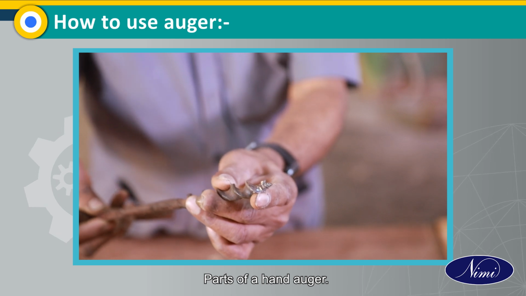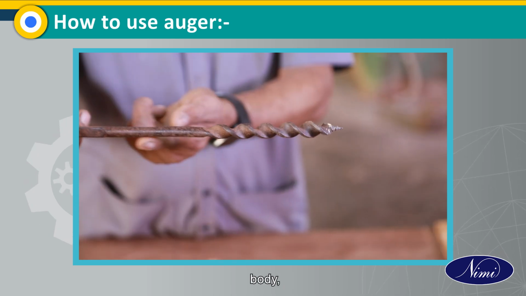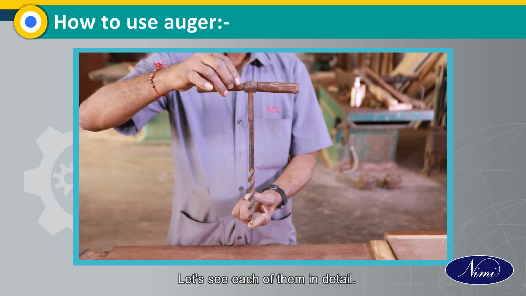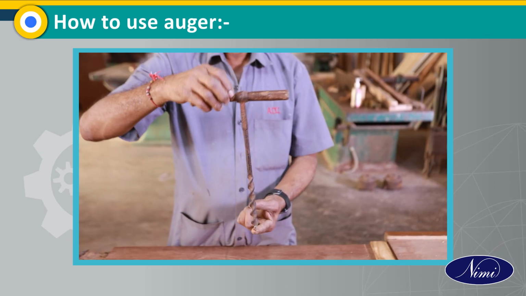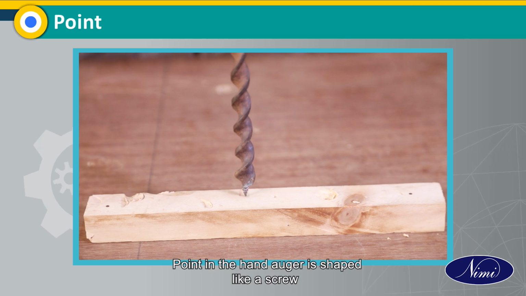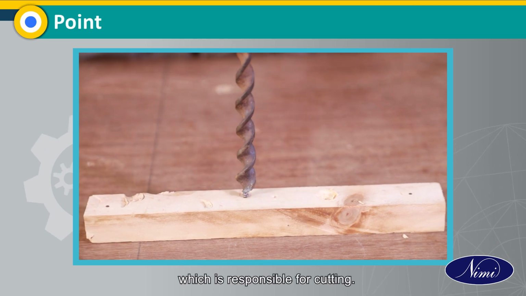Parts of a hand auger: point, shank, eye hole, body, handle. Let's see each of them in detail. Point. Point in the hand auger is shaped like a screw which is responsible for cutting.